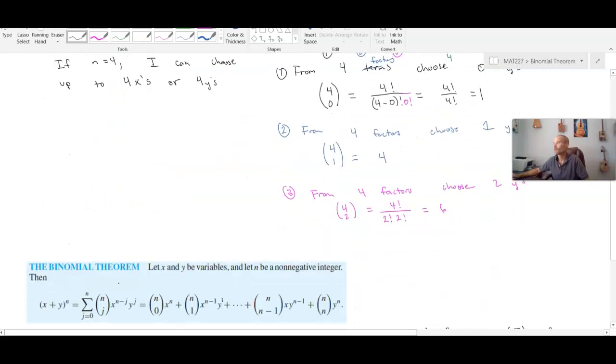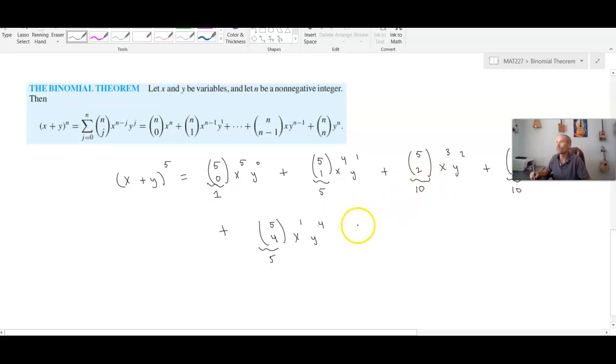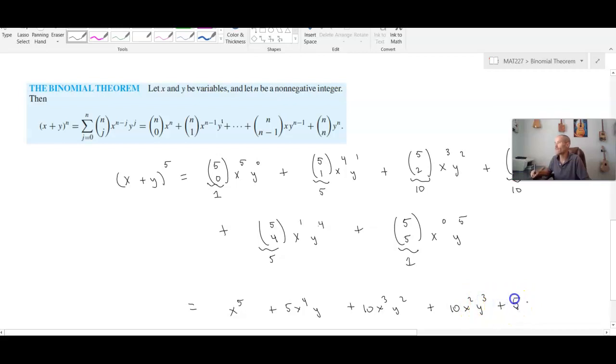Great. So our final term would be plus 5 choose 5, which is the same thing as saying give me 0 x's, all 5 of the terms should be y. Well, that's the same thing as saying give me all 5 x's and 0 y's. This is going to equal 1. And so our expansion would be x to the 5th, plus 5x to the 4th y to the 1st, plus 10x cubed y squared, plus 10x squared y cubed, plus 5x y to the 4th, plus y to the 5th. And there we go, there's our connection.